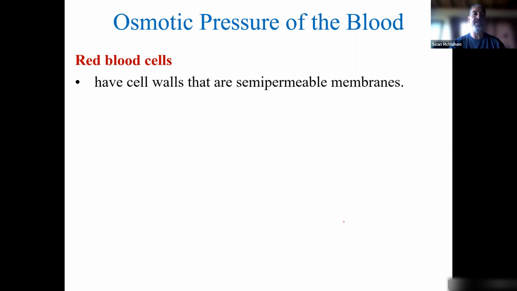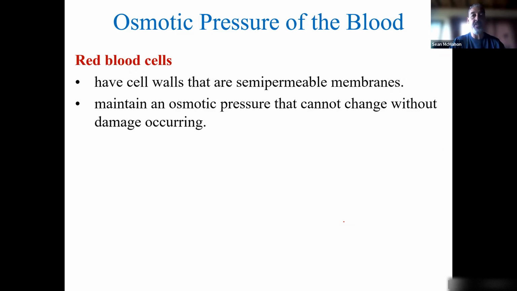So how is this relevant to us and how does it apply? Well, osmotic pressure can be seen with red blood cells. Typically your red blood cells, like other cells, have semi-permeable membranes. That's essentially what your lipid bilayer membrane is. It's semi-permeable.